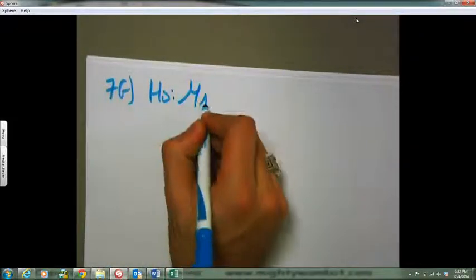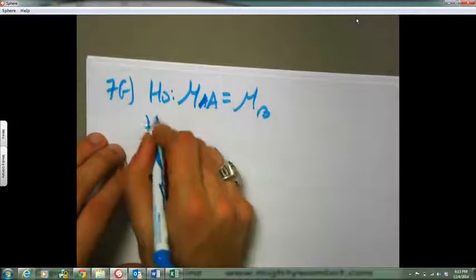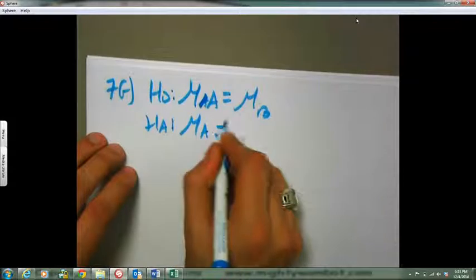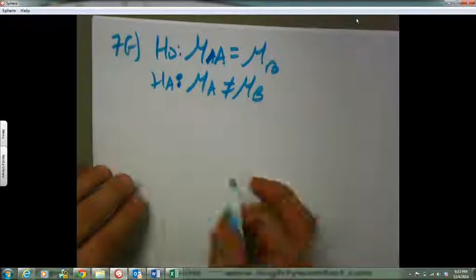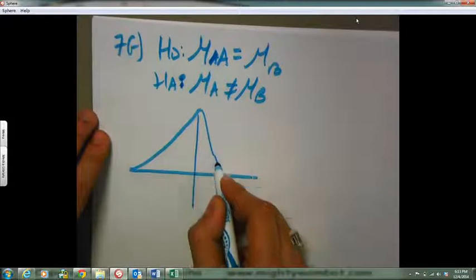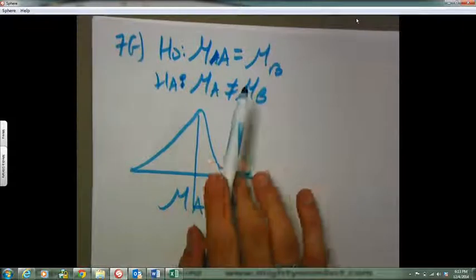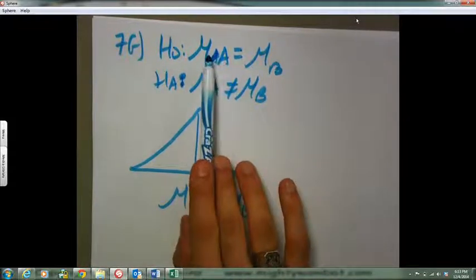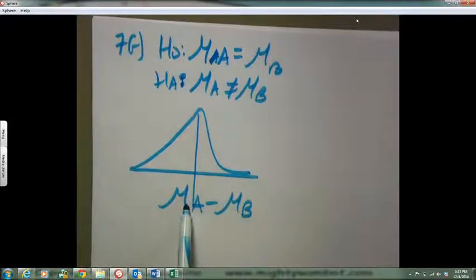7G, this is the dog problem on the back. Null hypothesis is that the mean of A equals the mean of B. Alternative hypothesis is that mean of A does not equal the mean of B. So here we go. If we talk about this picture, let's draw a picture here. And down here I've got the mean of A minus the mean of B. So our null hypothesis is that the mean of A equals the mean of B. If that's the case, then this equals this, which means this minus this is 0.